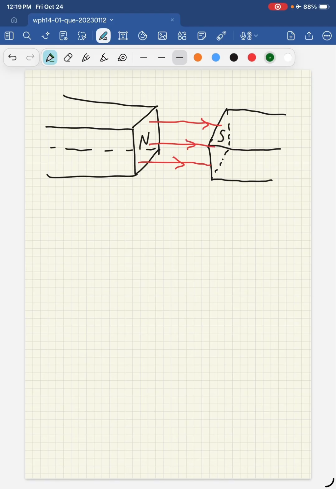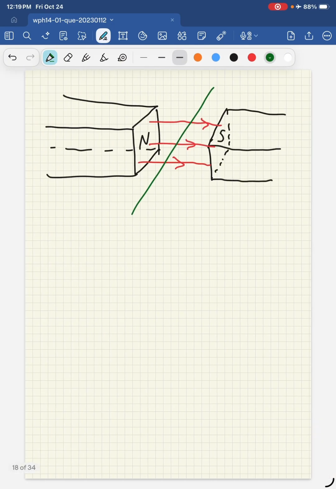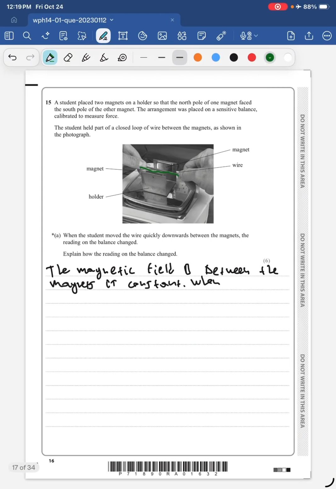And you have a wire in this direction. I mean, you can see it here, that moves up and down in this direction. So it cuts through the lines of the magnetic field pretty much, okay? So the magnetic field between the magnets is constant. When the wire is moved up and down, it cuts through the magnetic field lines.